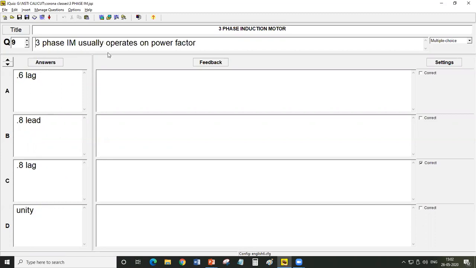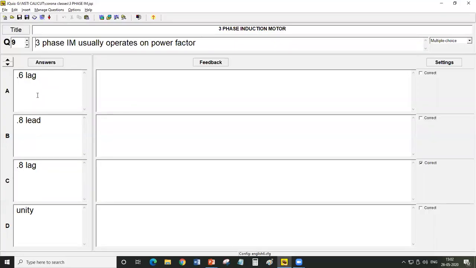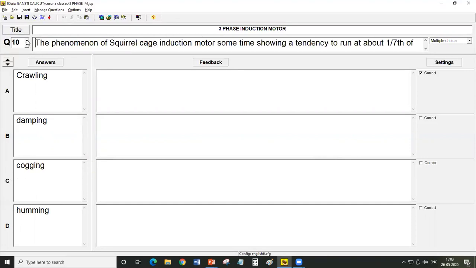The next one: a three-phase induction motor usually operates on what power factor? 0.6, 0.8 lead, or 0.8 lag. The induction motor contains winding, and winding means an inductive property, so it is a lagging condition. You can say 0.6 or 0.8, but practically most induction motors work at 0.8 lag.